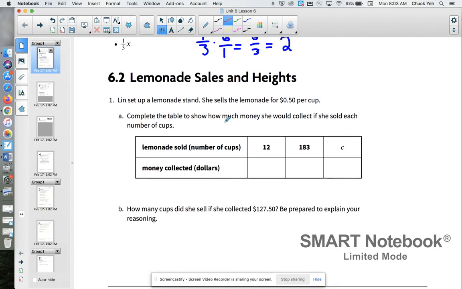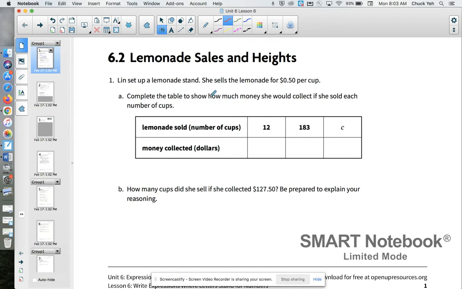All right, 6.2, lemonade sales and height. Lynn set up a lemonade stand. She sells a lemonade for 50 cents per cup. Complete the table to show how much money she would collect if she sold each number of cups. If it's 12 cups and 50 cents each, I think it would be 12 times 0.50. And that would be what? I think that'd be $6, right? Mm-hmm. $6.